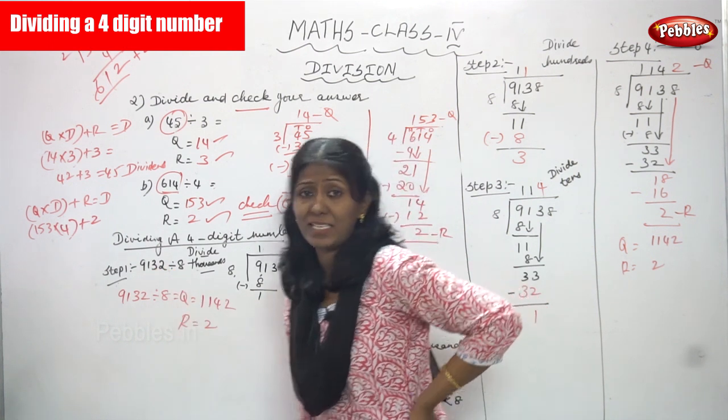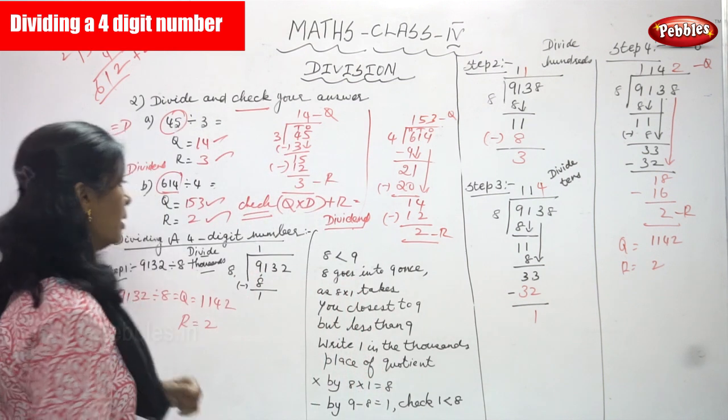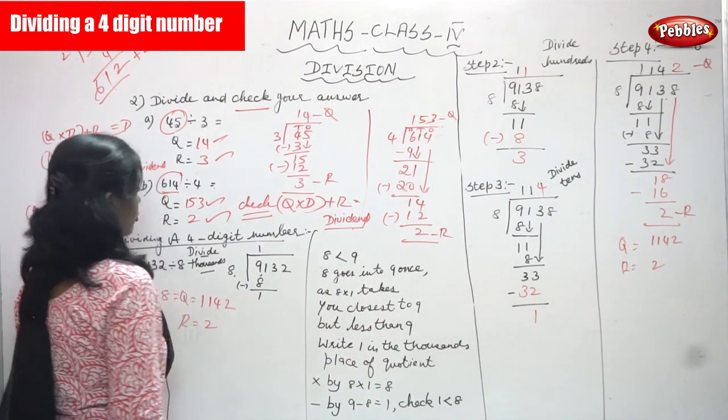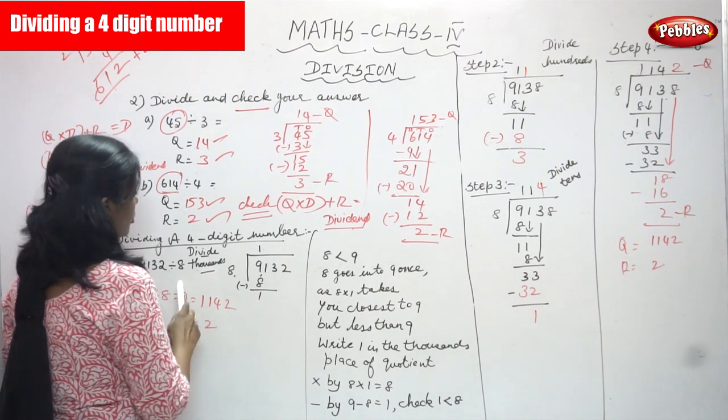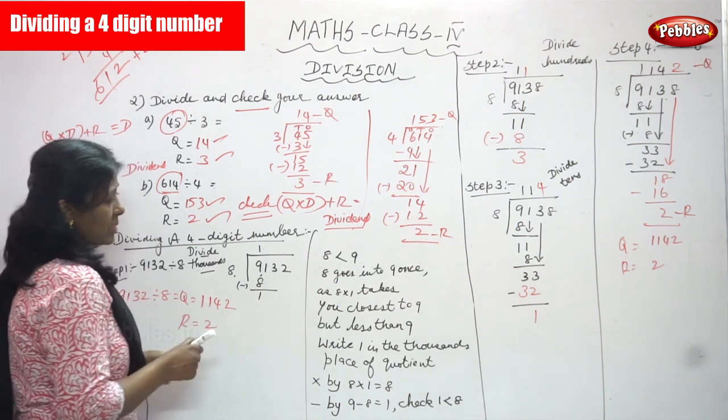9,132 is divided by 8. So 8 is a single-digit number, that you know. So we have to do some steps. Okay. So first, step one. Step one is we are going to divide the thousands. So we start with this.